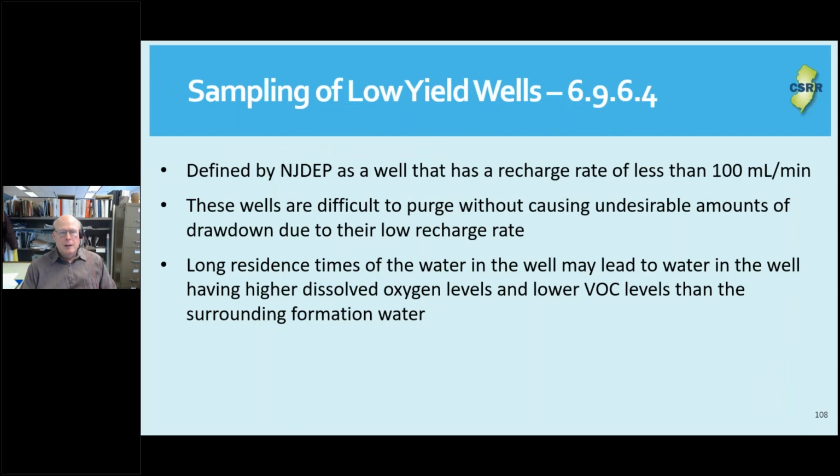DEP is defining a low-yield well as one that has a sustained recharge rate of less than 100 milliliters per minute. These wells are prone to develop drawdown problems during purging, and the long residence times in the well may lead to the quality of the water in the well not being representative of the surrounding aquifer. So there may be a downside to any method used to sample these wells.